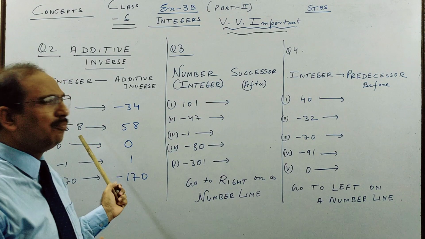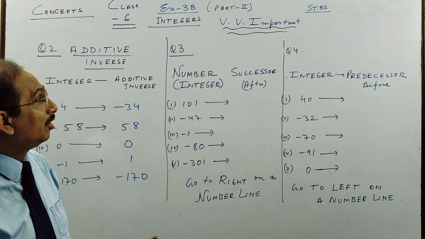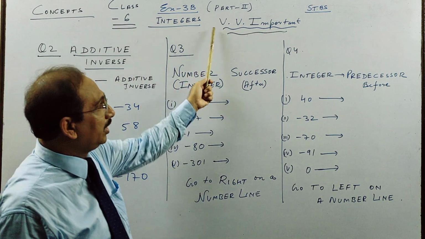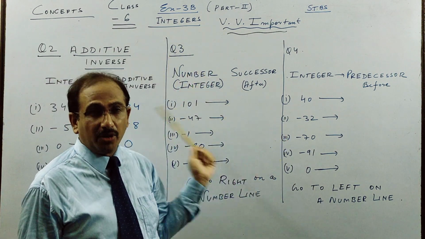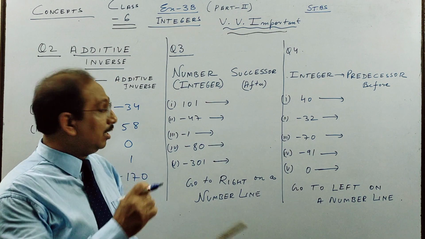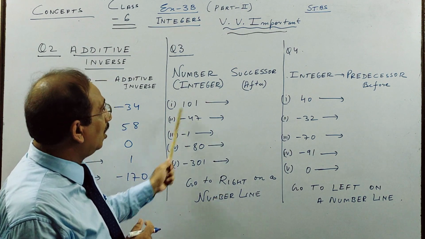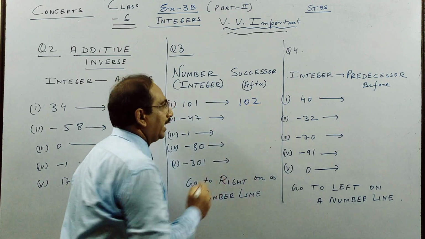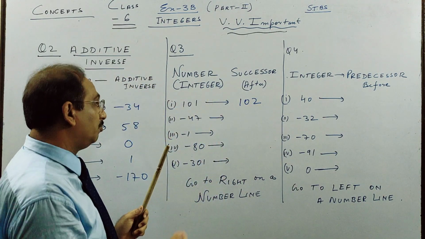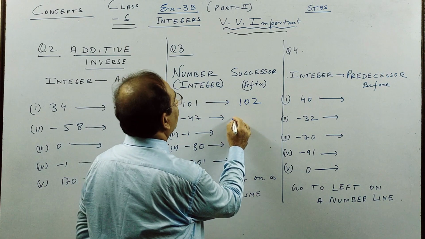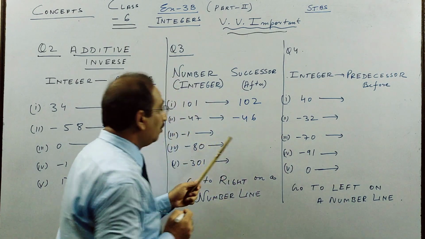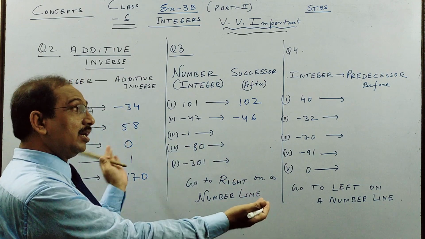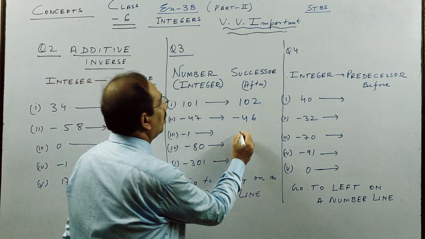This thing will become much simpler if we use a number line for all this. So maybe in the next part 3 video, I will explain a few of these things using number lines. Like here I told you, for successor go to the right, or after. So 100, when you go to the right, it will be 101 on a number line. Minus 47, you go, it will become minus 46, and these are bigger. Right side numbers are bigger than the left on a number line.